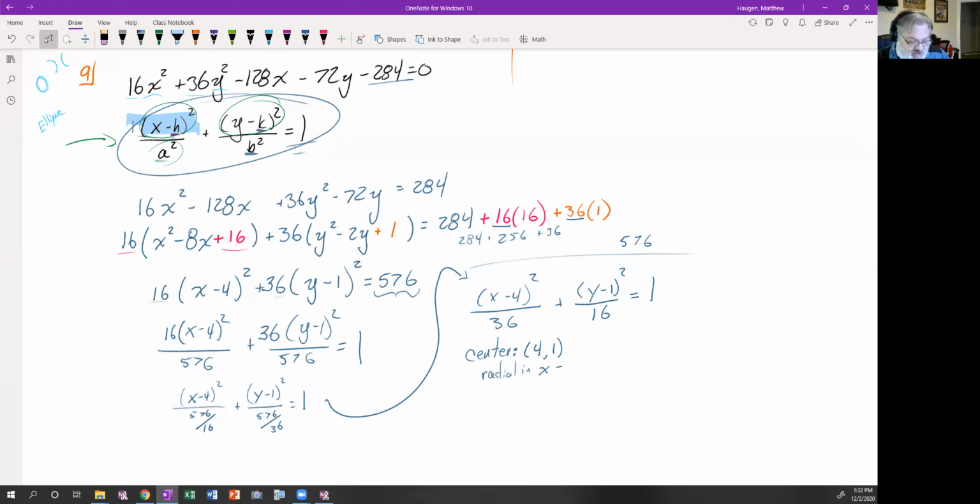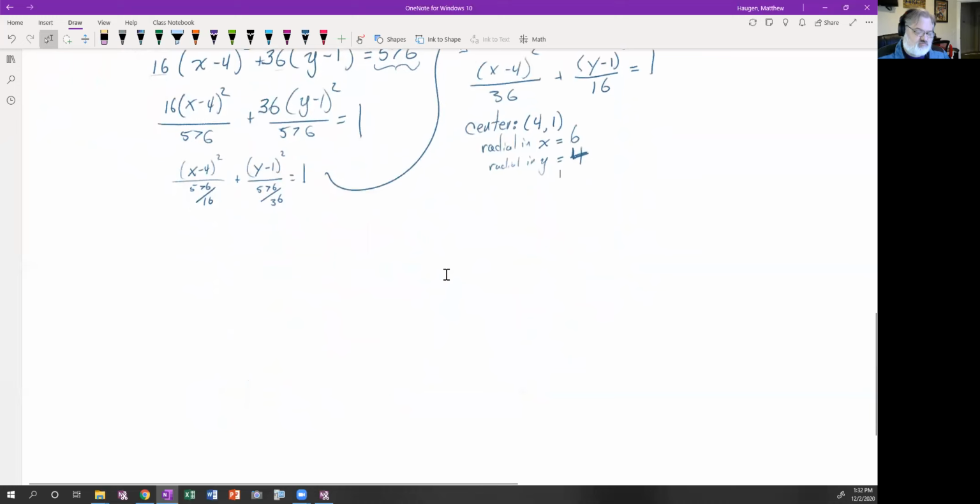Or the radius of the major axis, we'd say is 6, and the radius in the minor axis, because it's smaller, is 4. So if we wanted to graph that, our center is at 4, 1. Right there, 4, 1. In the X, we'd be going out 6. So that's at 4, 1.